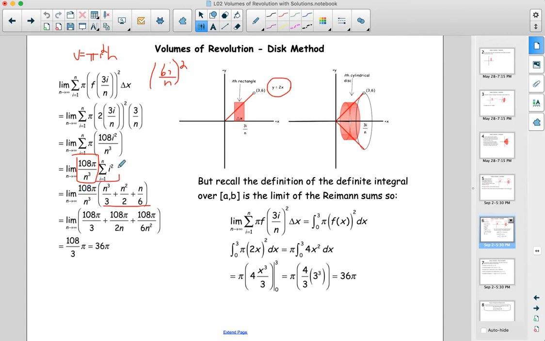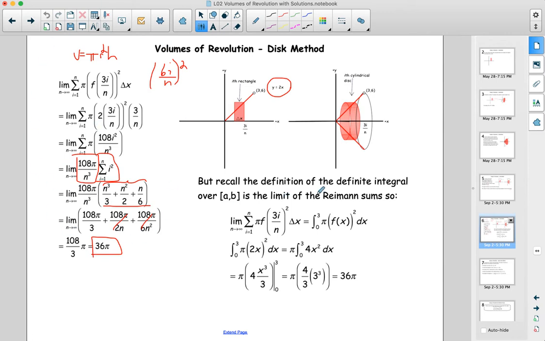So we're rewriting this using this formula. And now distributing, we get 108 pi over 3, 108 pi over 2n, 108 pi over 6n squared. And now, after all that simplifying, we're ready to send n to infinity. And these terms will go, and we're going to get 108 over 3 times pi, which is 36 pi. So this is using your Riemann sum idea and all of this work.